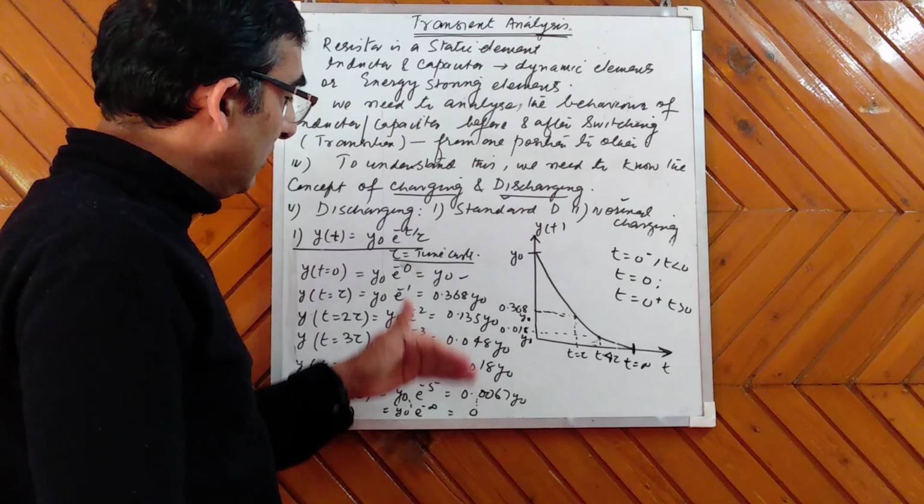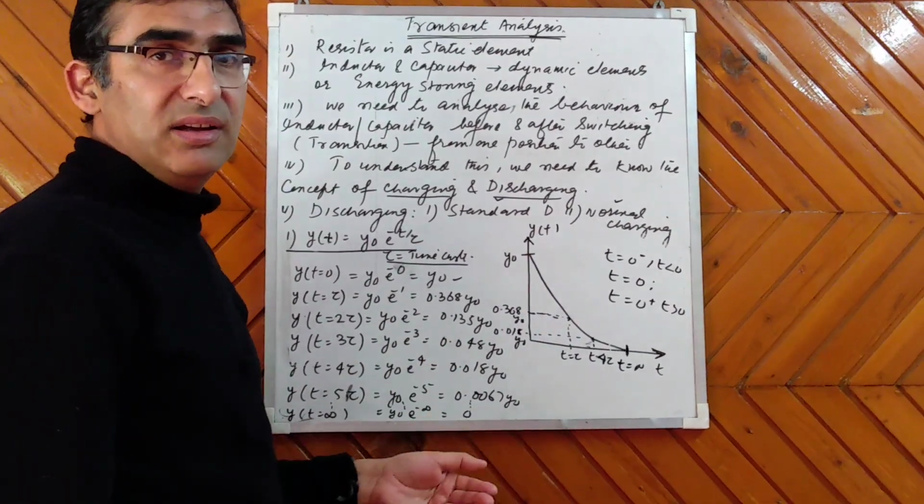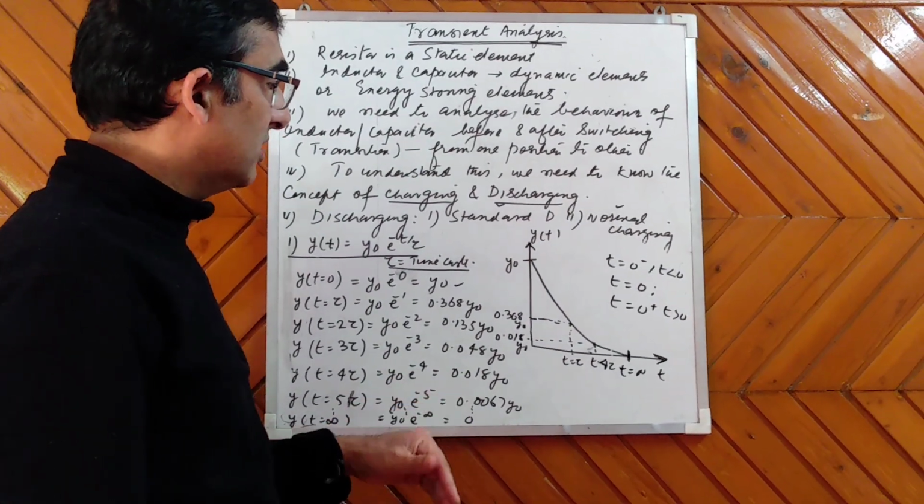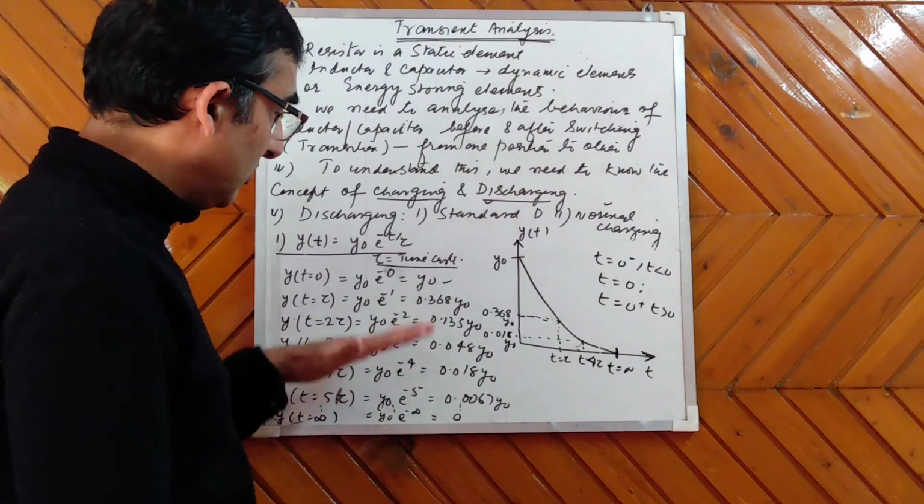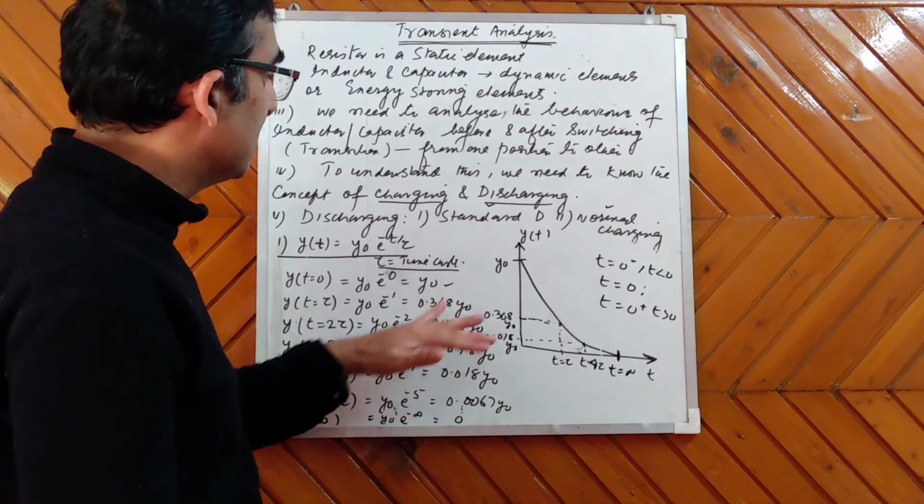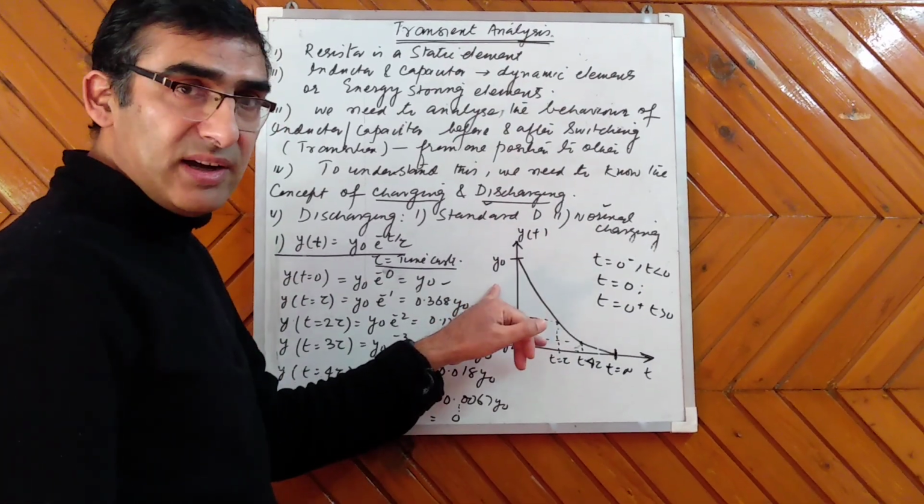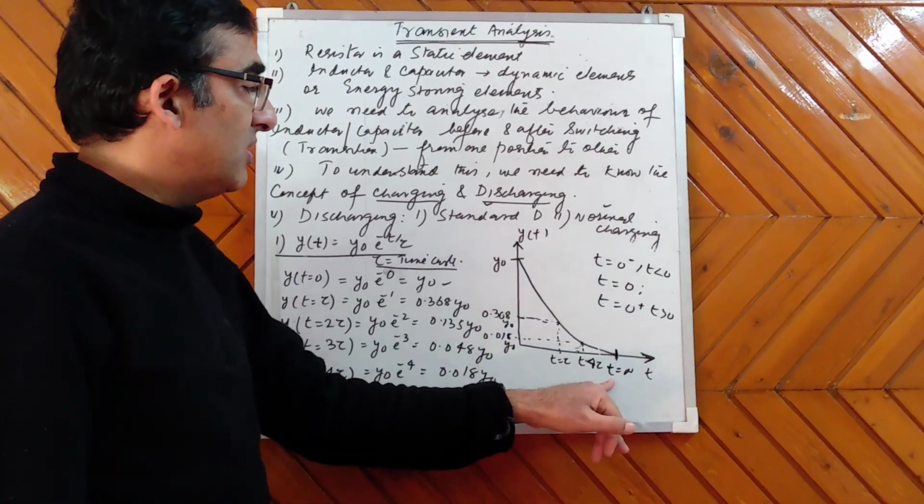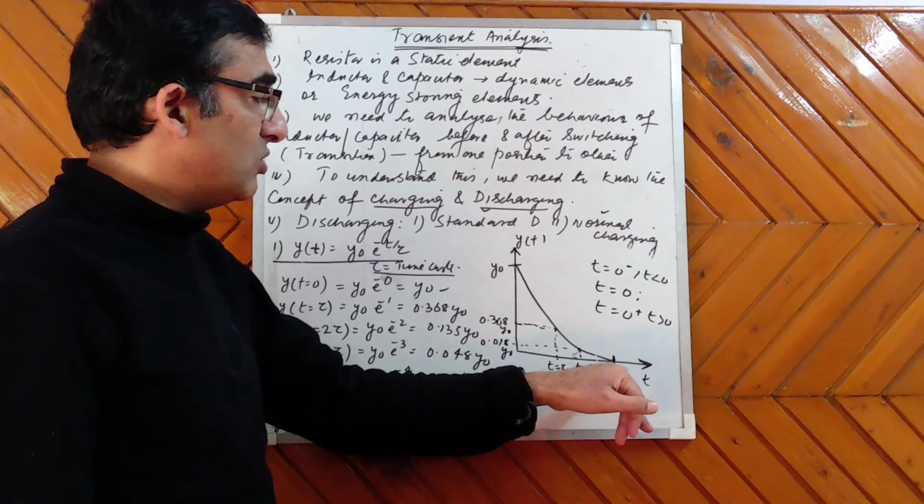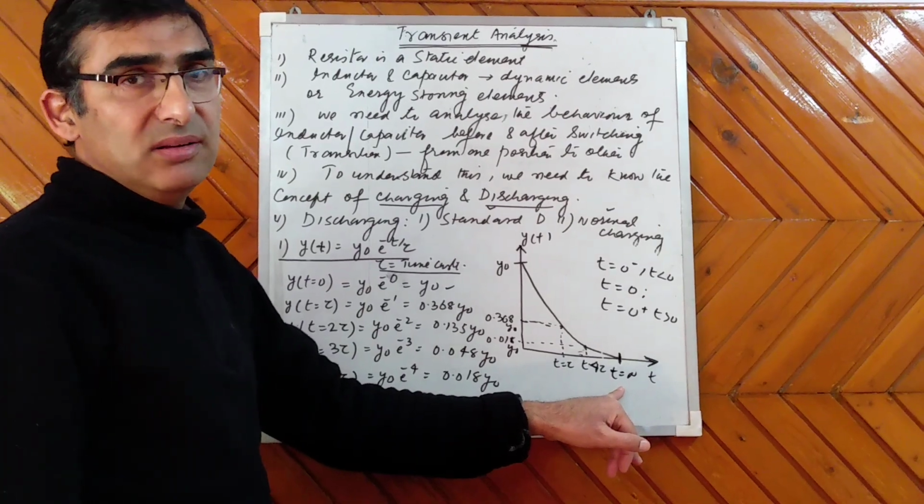So this is the way we will relate this standard discharging and charging with our inductor and capacitor, and we'll see that later. But first of all, the concept of standard discharging is very clear. It will start at some value and then finally it will settle down at value 0 when the time is infinite. That's all. Thank you.